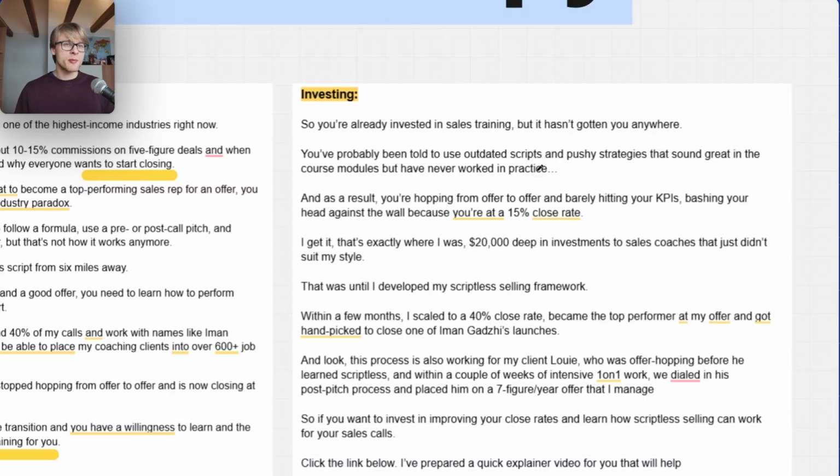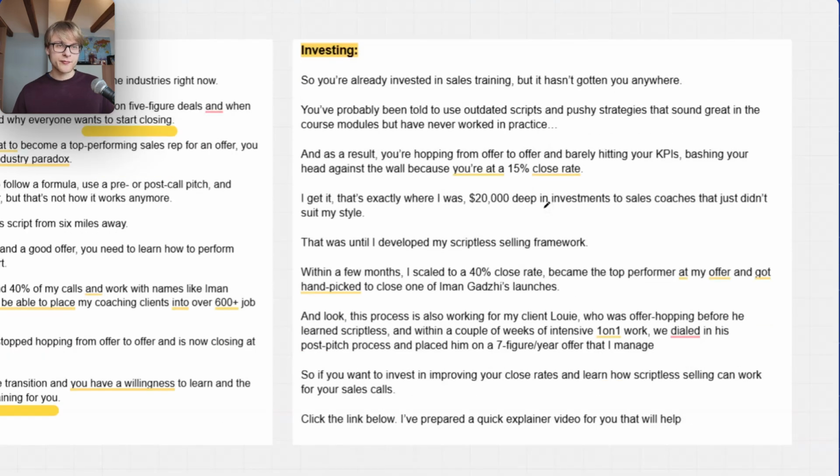And as a result, you're hopping from offer to offer, which is a main pain point for a lot of salespeople, by the way. And you're barely hitting your KPI, bashing your head against the wall because you're at 50% close rate. I get it. Okay, I was $20,000 deep in investments to sales coaches that just didn't suit my style. Again, pain. Well, that was until I developed my scriptless selling framework, unique selling position.